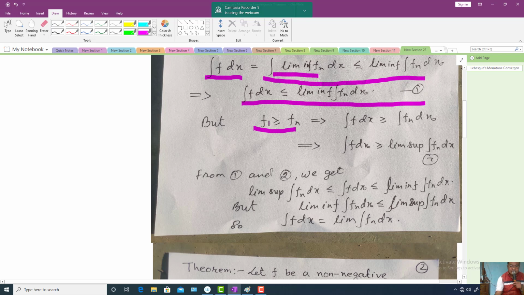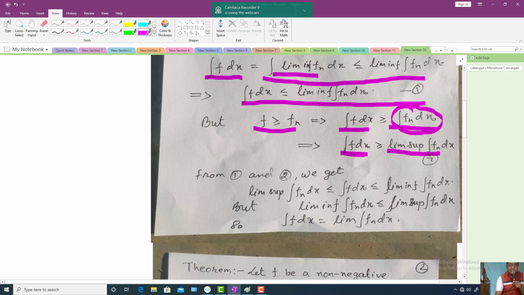So we also know that if f is greater than or equal to fn, then the integral of f dx is greater than or equal to the integral of fn dx. This we know. So if you evaluate for f1, f2, f3, each of them is less than or equal to the integral of f dx. Then from this quantity you take the limit supremum. That means the limit supremum also will be less than or equal to the integral of f dx. This is inequality number 2.